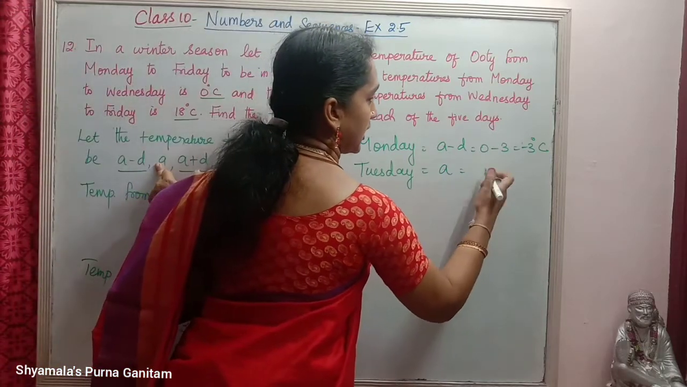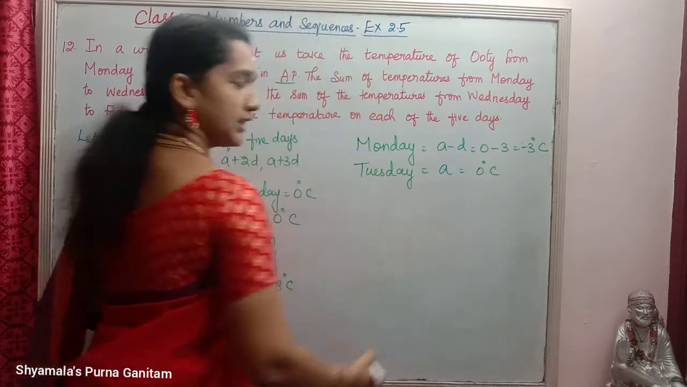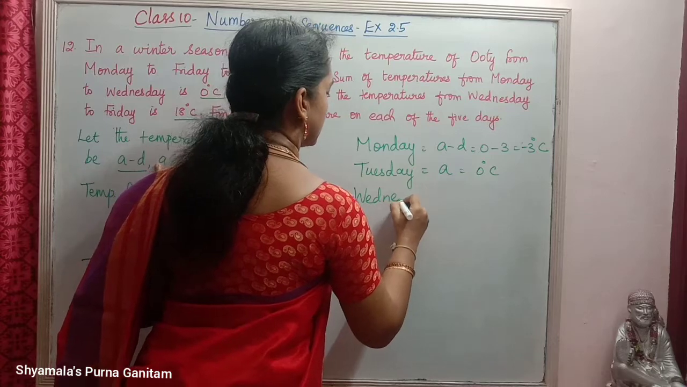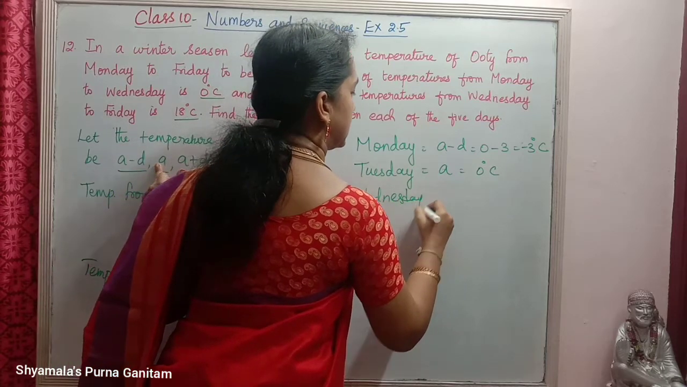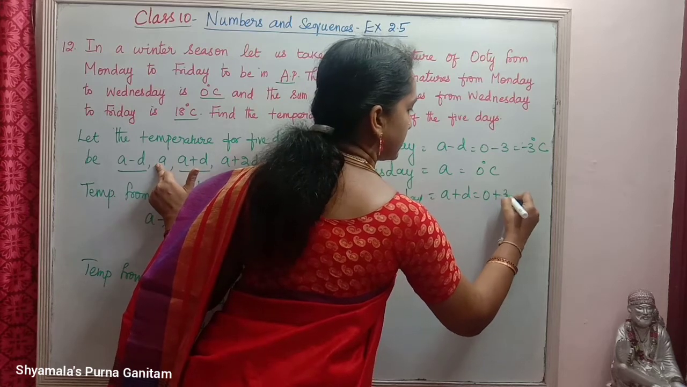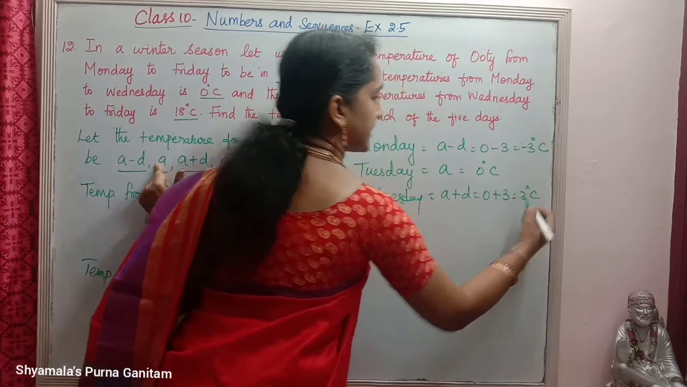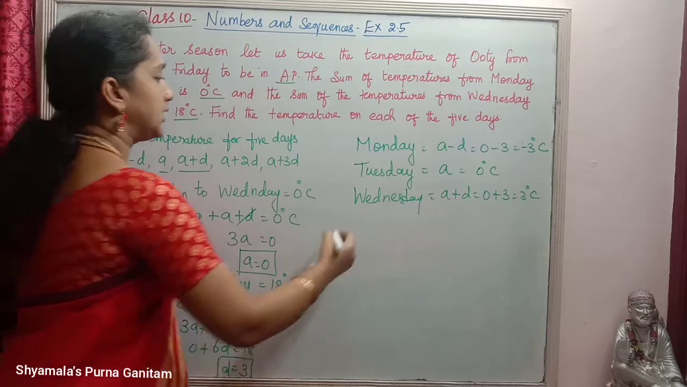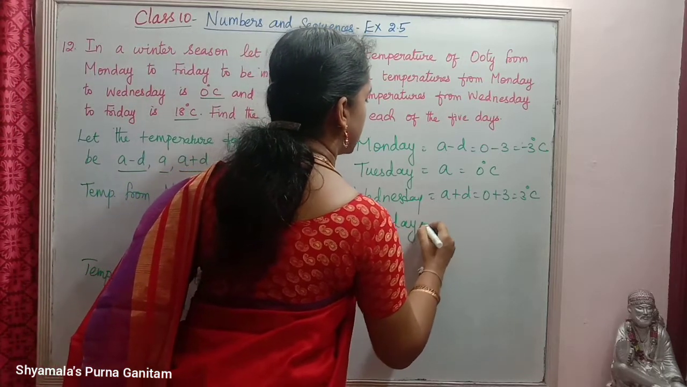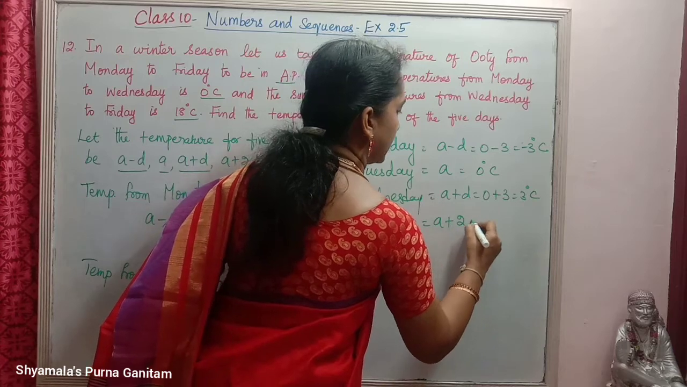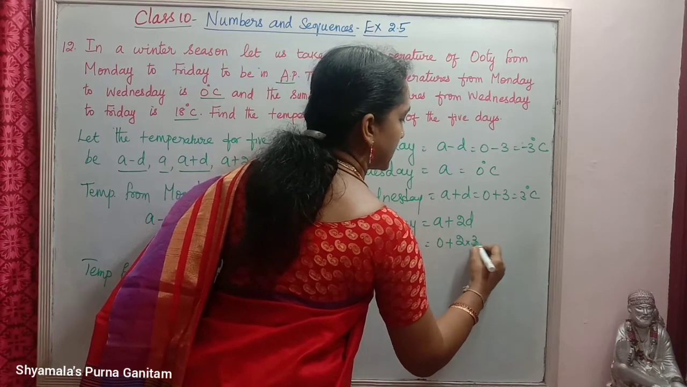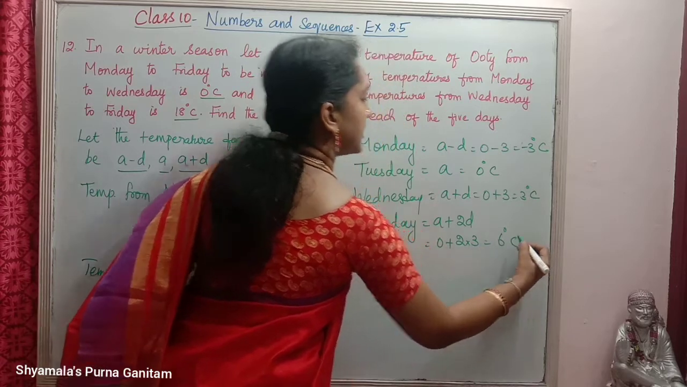A is 0 here. So that is 0 degrees C. That is Tuesday. Then Wednesday is A plus D. So that is 0 plus 3. That is equal to 3 degrees C. Then Thursday is A plus 2D. So that is A is 0 plus 2 into difference is 3. So that is 6 degrees C.